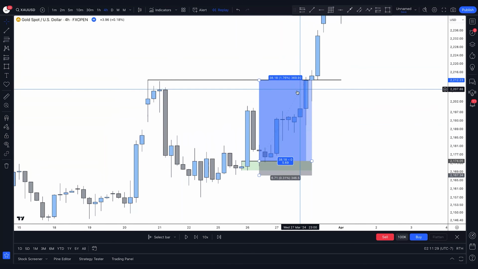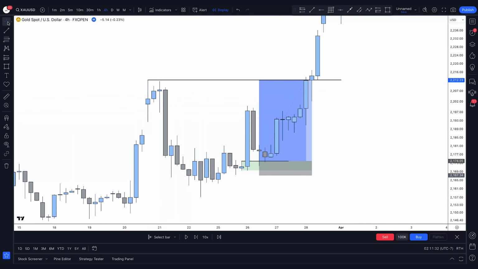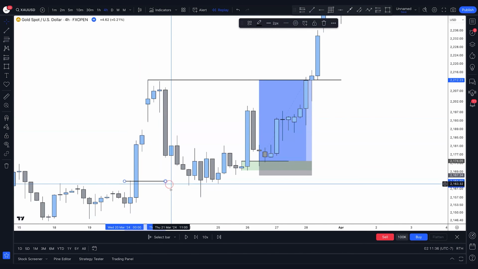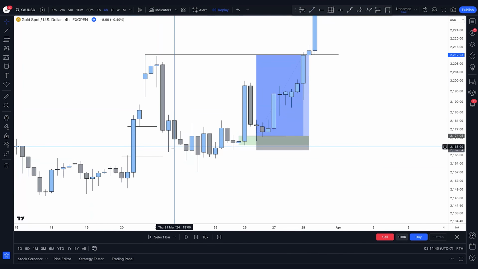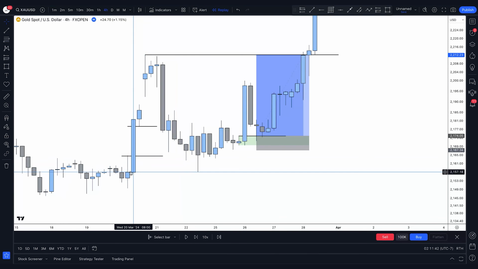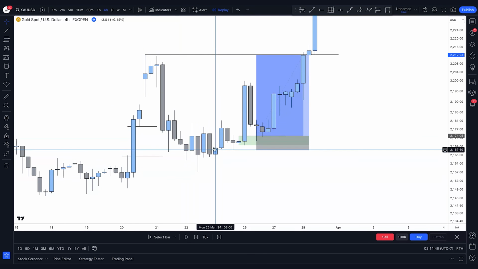So in this instance, we see the power of imbalances. There was an imbalance left open between this demand here and this candle here. Once this imbalance was filled, we reacted from demand. We didn't react from the fair value gap. We reacted from a fill of the full imbalance.